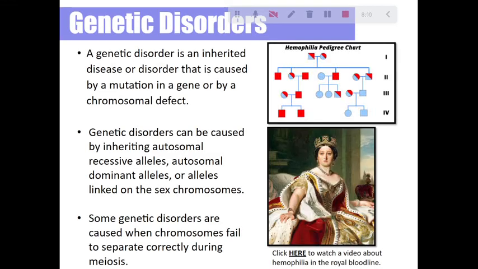Now, a genetic disorder is an inherited disease or disorder that is caused by a mutation in a gene or by a chromosomal defect. Genetic disorders can be caused by inheriting autosomal recessive alleles, autosomal dominant alleles, or alleles linked on the sex chromosomes. Some genetic disorders are caused when chromosomes fail to separate correctly during meiosis.